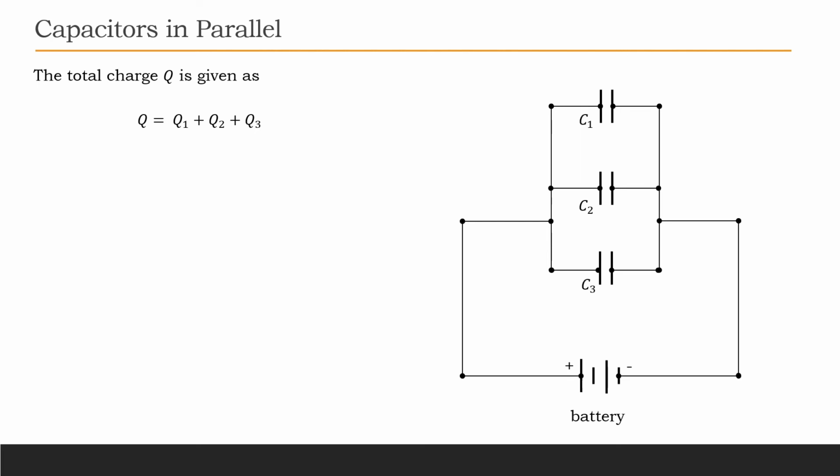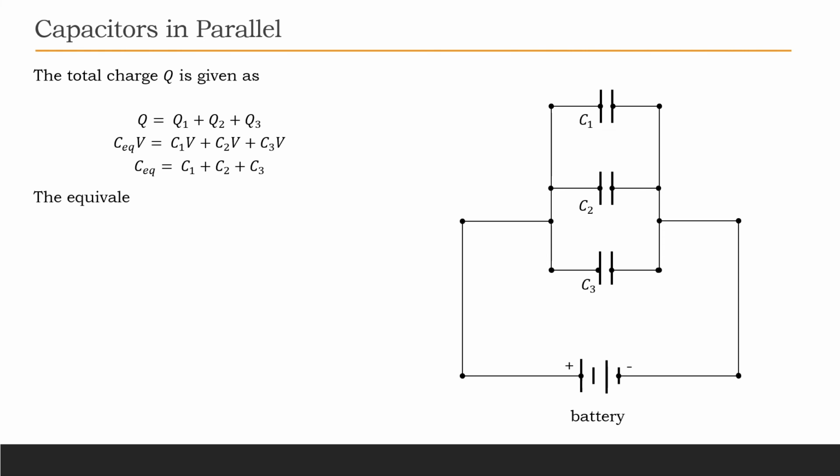And charge is given by C into V. Therefore, the equation becomes C equivalent into V equals C1V plus C2V plus C3V. Here, V gets cancelled and the equation becomes C equivalent equals C1 plus C2 plus C3.